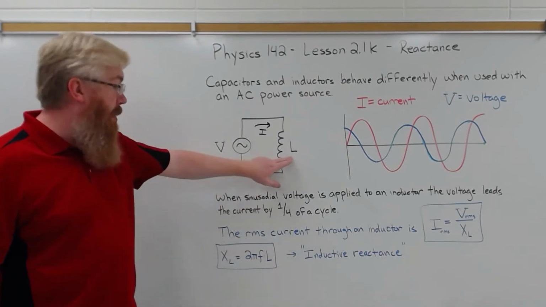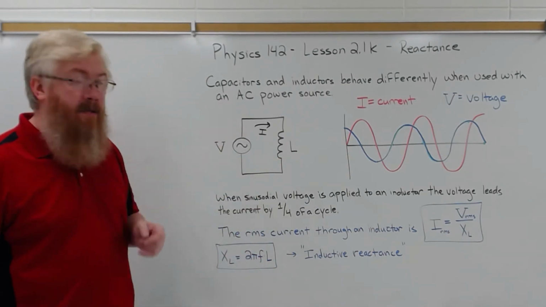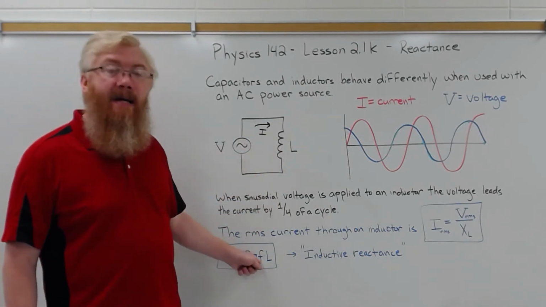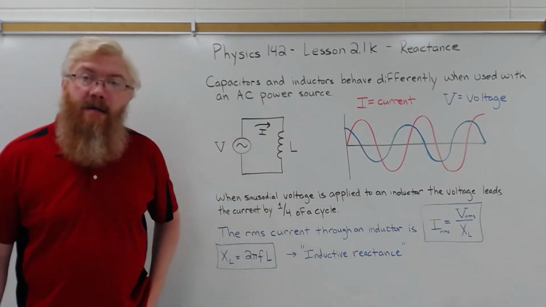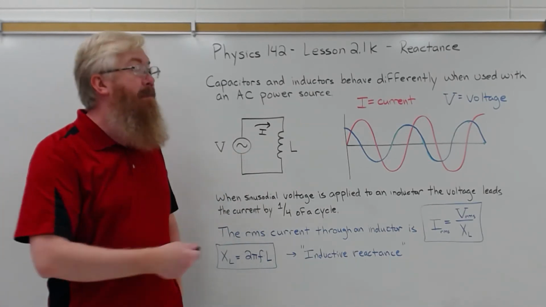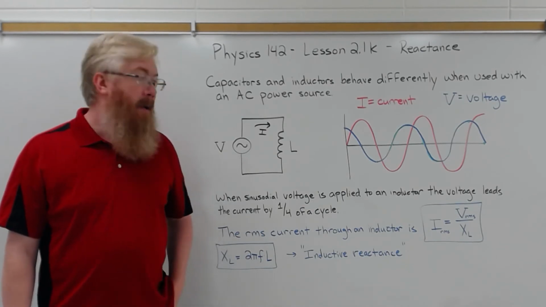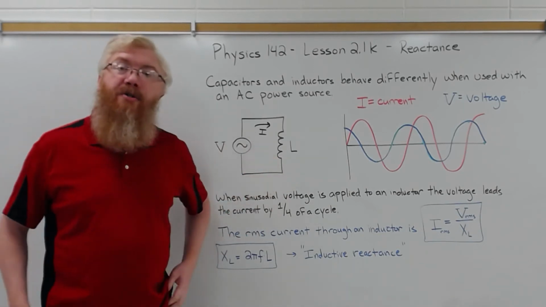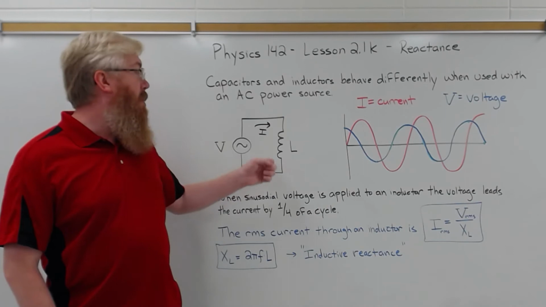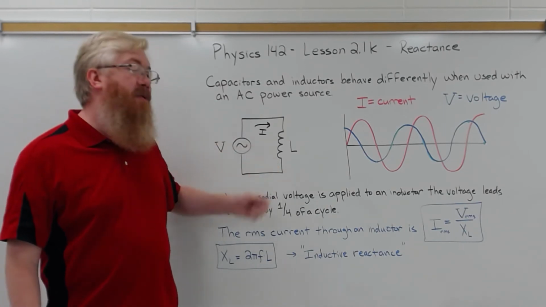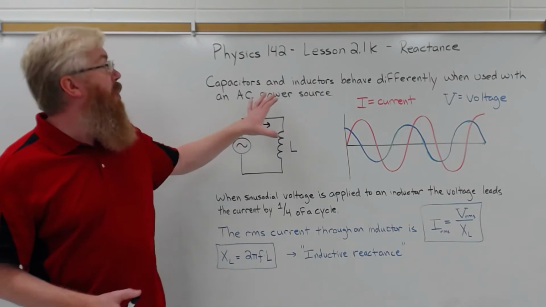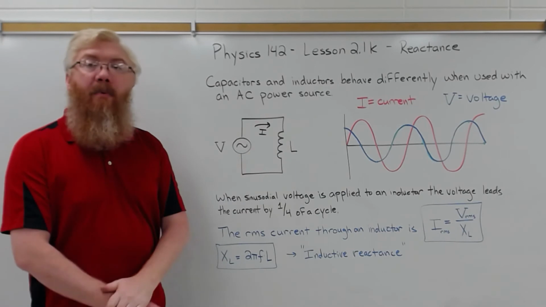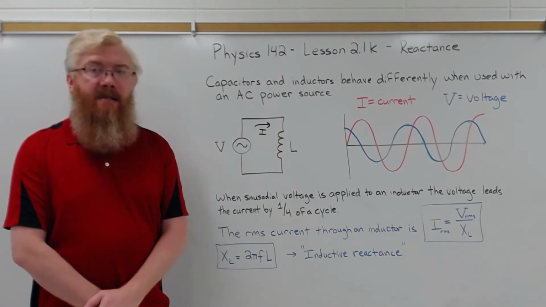So, a big inductor gives you a bigger reactance, a resistance to the flow of electricity, and a faster oscillating AC circuit provides a bigger reactance, a bigger resistance to the flow of electricity. So the faster this oscillates, the harder the inductor pushes against the flow of current, and the more resistance, if you will, it has to the flow of electricity. So this is for an inductive circuit in an AC setup. What about a capacitive circuit in an AC setup?